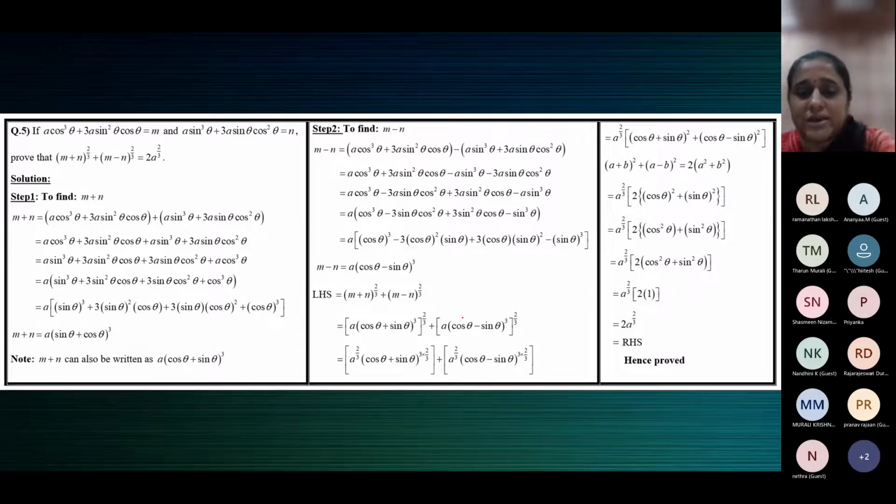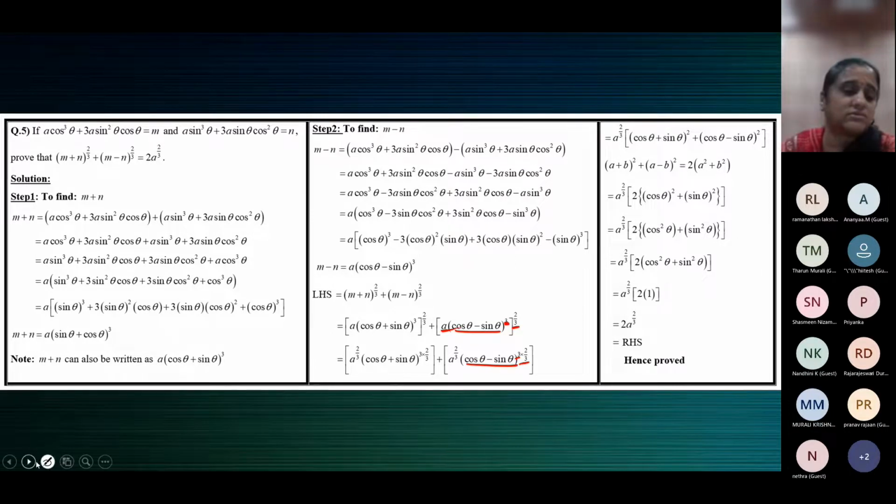So again in the next bracket, a to the power 2 by 3 and cos theta minus sin theta. There's already power 3 into 2 by 3. Multiply the powers. So now what will happen? This 3 and 3 will get cancelled. Here also this 3 and 3 will get cancelled.